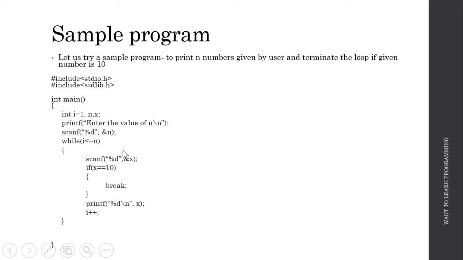This while loop will execute n times, because we put the condition i is smaller than or equal to n. It will execute n times if the number given by the user, x, is not equal to 10. If it is equal to 10, it will break and move to the next statement outside the while loop, that is return 0 in this case. Next, let's look at what the continue statement is.